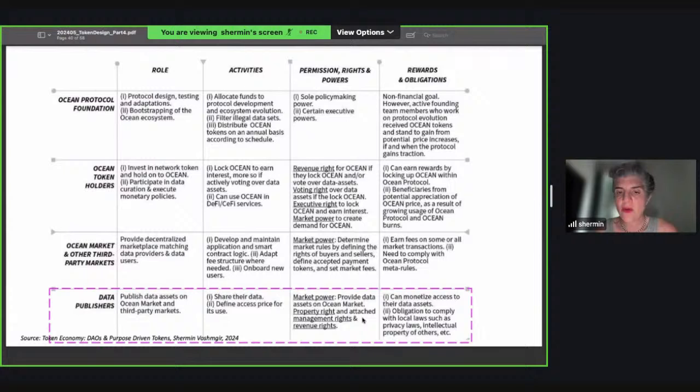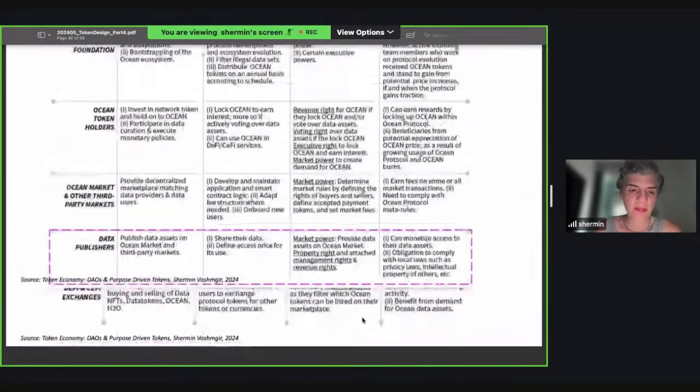They have obviously market power. They own the property rights and the attached management rights to the data sets that they provide. They can monetize access to their data sets. So this is how they can make money, but they have the obligation to comply with local laws such as privacy laws, intellectual property, etc. They can try to breach the laws, but then there is this purgatory process where data sets can be taken down if a data publisher publishes a data set over which they don't hold the IP.